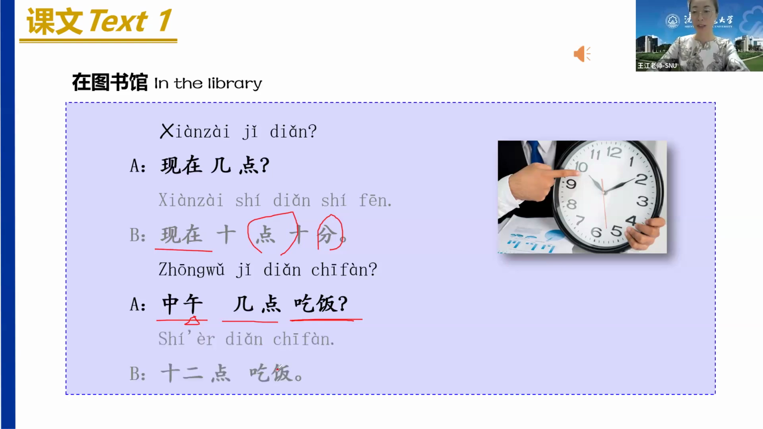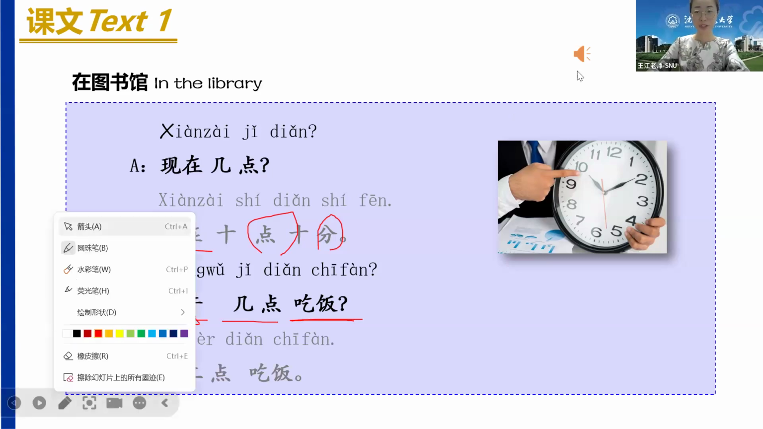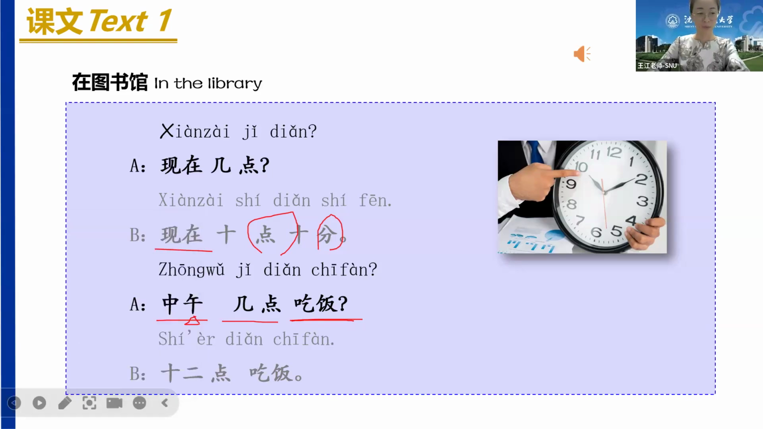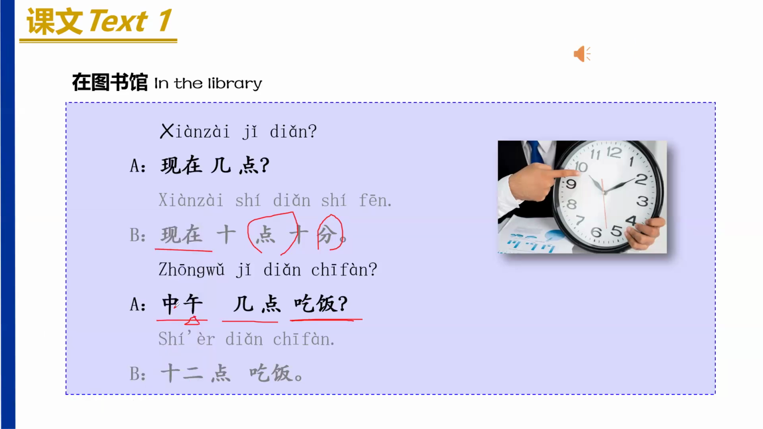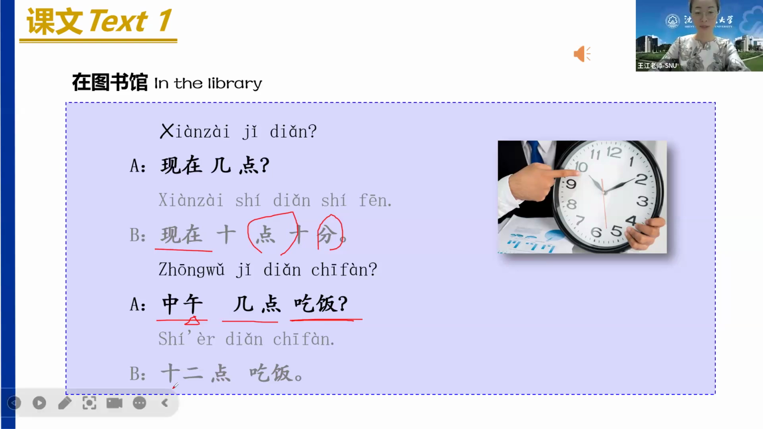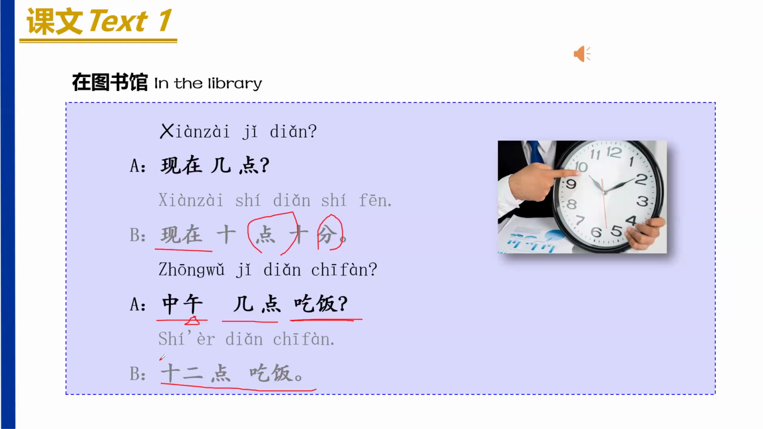Okay, 12点吃饭. Go on, yes sir. I didn't ask you to listen to the recording. Just translate the sentence into English. 12点吃饭, what's the meaning? 12点 means 12 o'clock and 吃饭 at 12 o'clock. Yes, 吃饭, eat a meal.